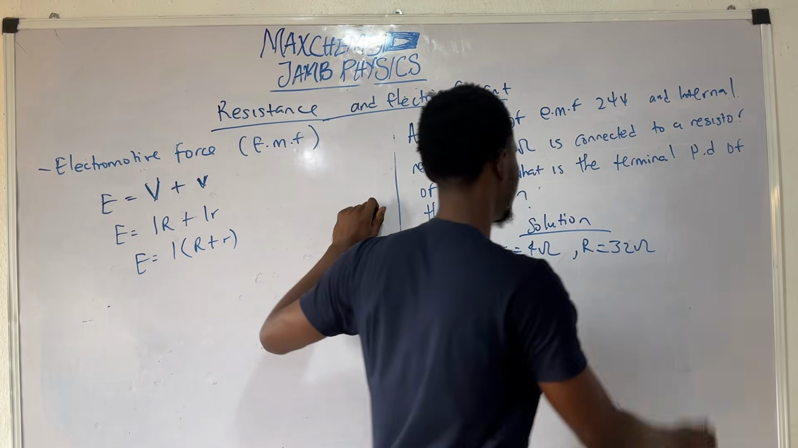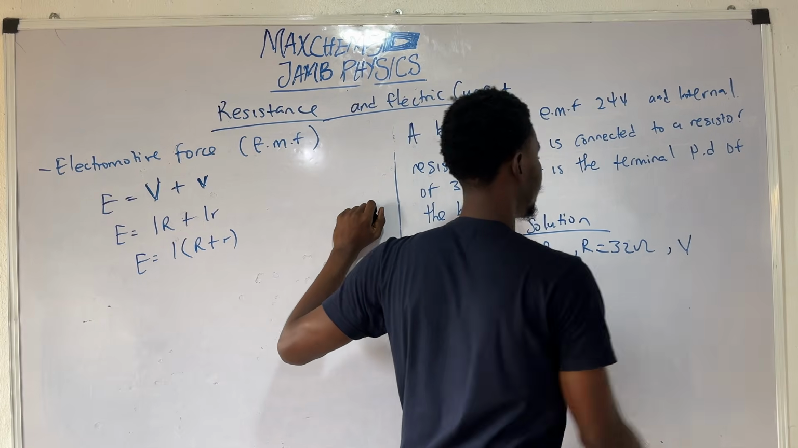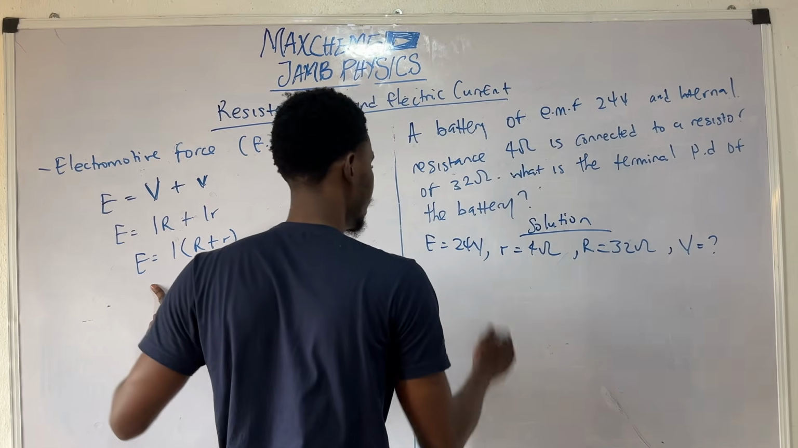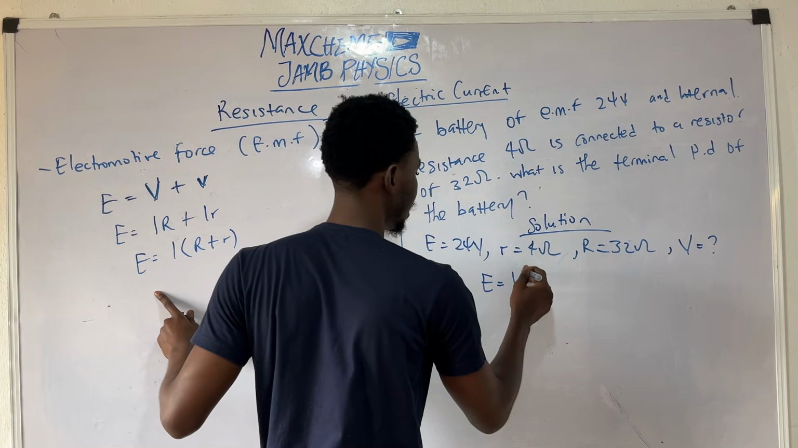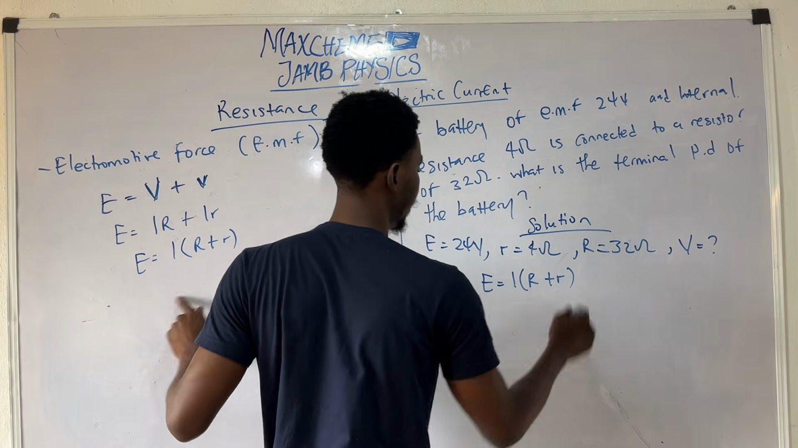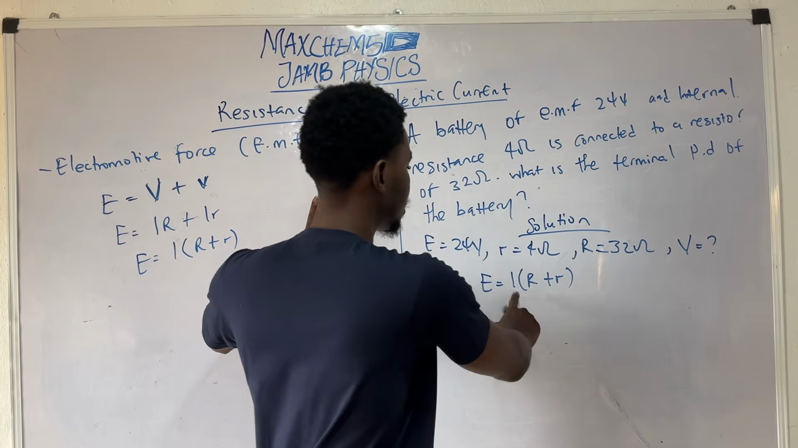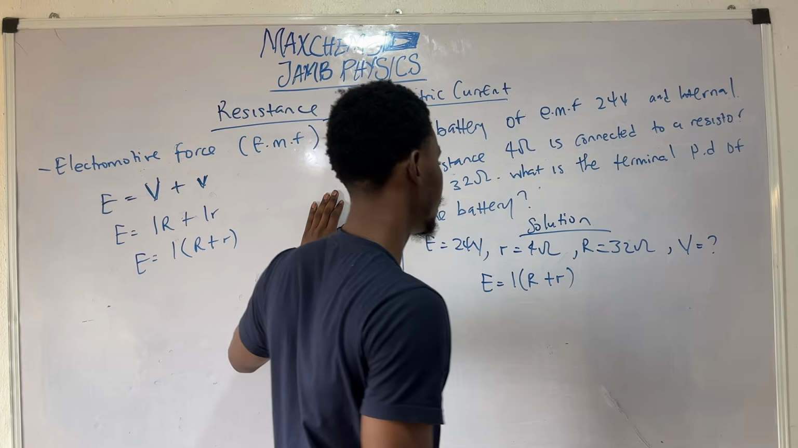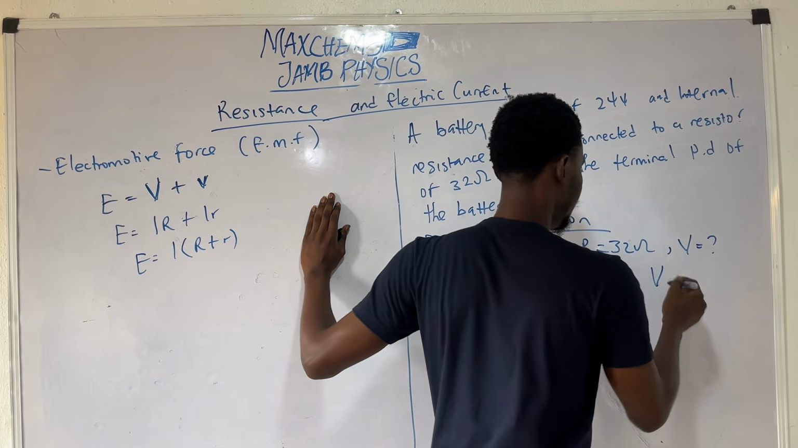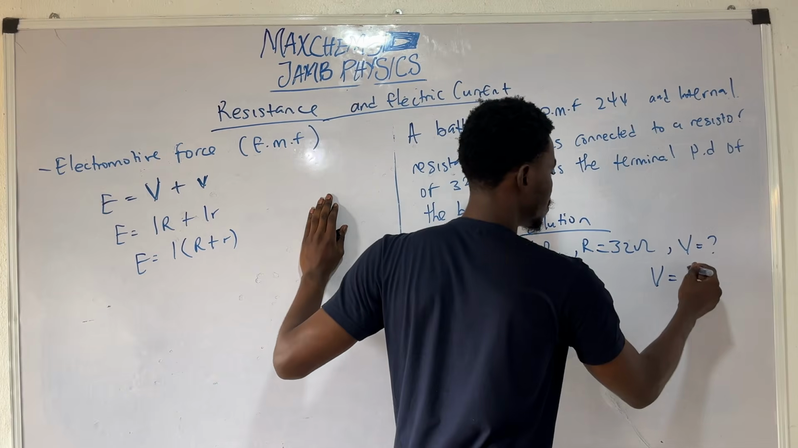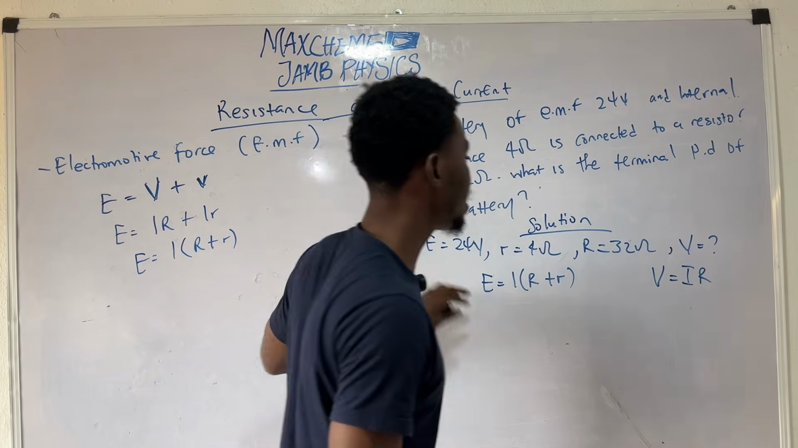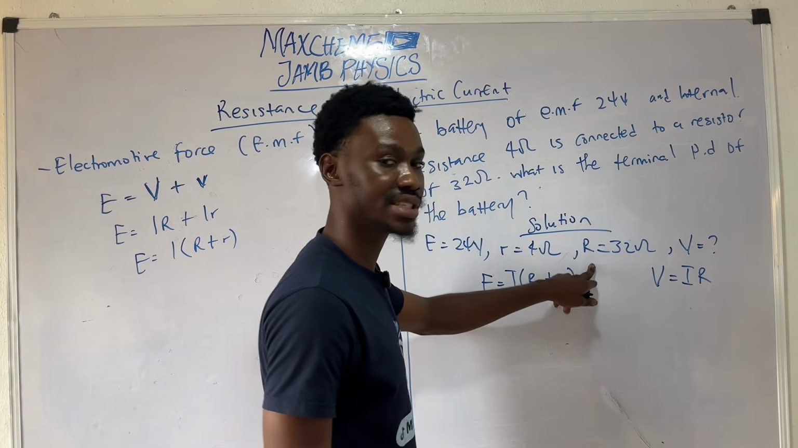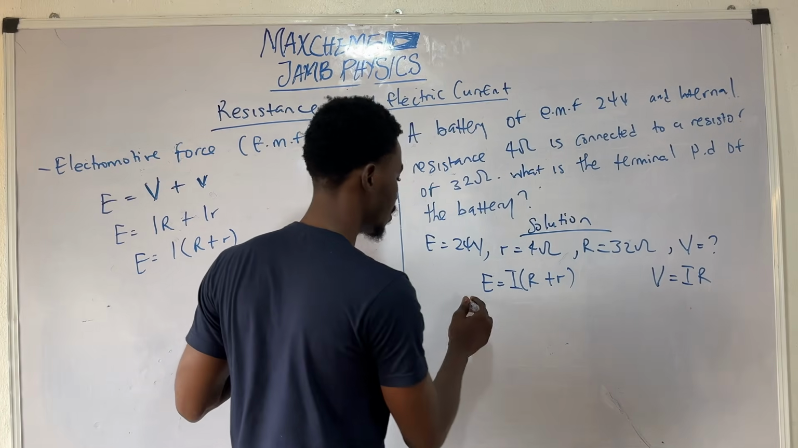So we are looking for what? We are looking for big V. If you can recall from the formula we have here, E is equal to I times (R plus r). Yes? So we can find the current. A way we can go about this is, we have big R already. What we are looking for is big V, and big V is equal to IR. So we need to find the current here, the I here, and simply multiply it by the resistance we have here. So let's make the current the subject of formula.